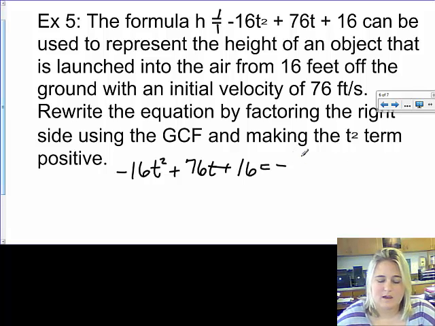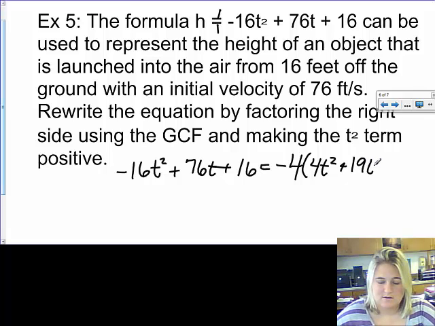Okay, so it's going to be 4, and I can't take a t because I don't have a t in this last term. So I'm going to have negative 4, and negative 16 divided by negative 4 is 4, and that t squared stays exactly like it is, plus 76 divided by 4 is going to give me 19t, because again I'm not dividing by t, so it's still there, plus 4. And this is my final answer.